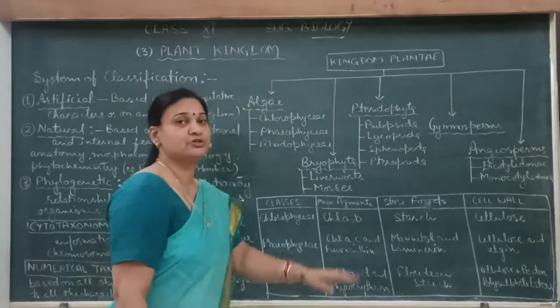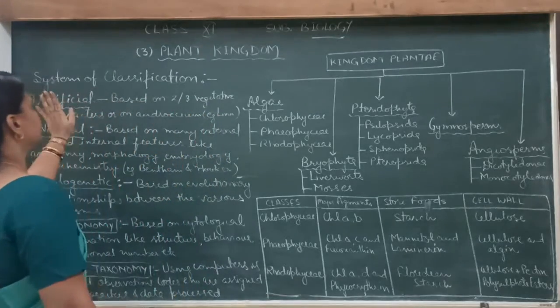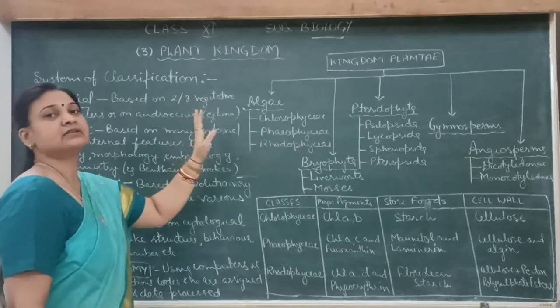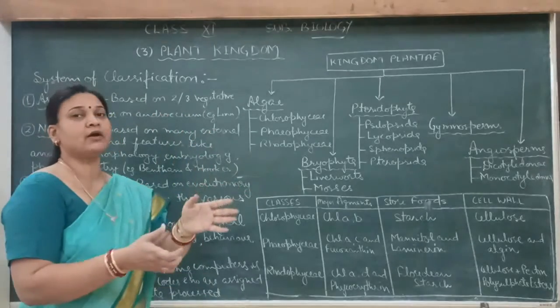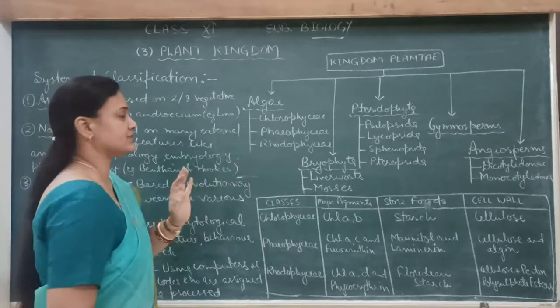Today we will start a new chapter, that is plant kingdom. So first we will study the system of classification. First, what is classification? Classification is the grouping of organisms according to their similarities and differences.